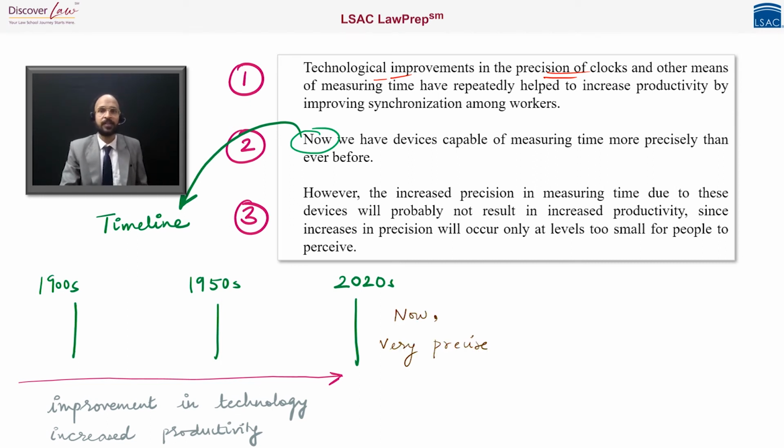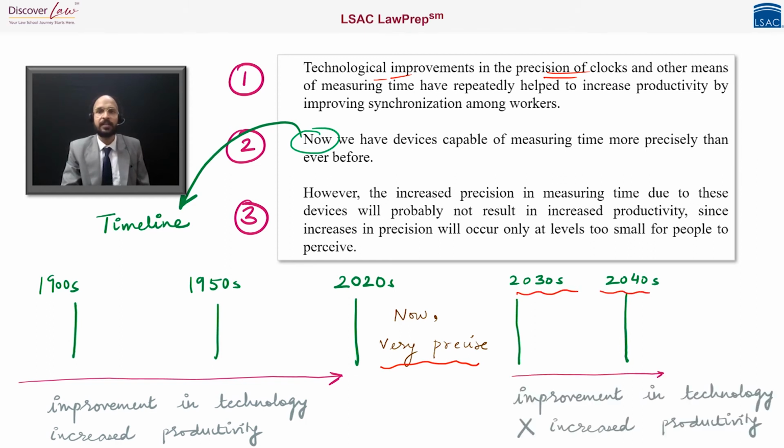And then you come to the phase now when we've gotten very precise. It says, however, that this increased precision, in the time to come, will not really help in improving or increasing the productivity. So you're saying that while there has been an improvement in the technology, this increased precision is not going to help productivity, because now the increase is happening at levels too small for people to perceive.